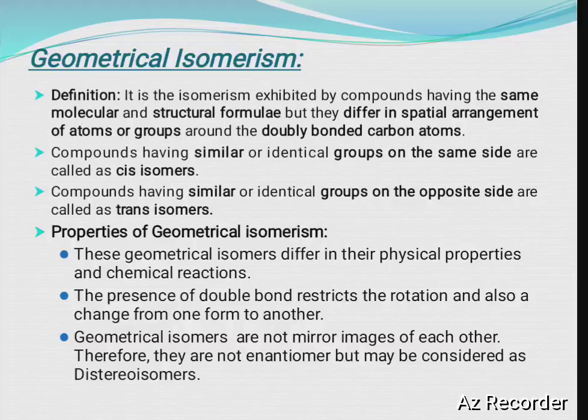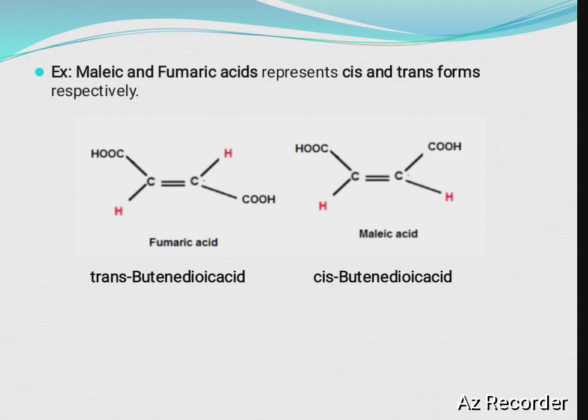The geometrical isomers are not mirror images of each other. Therefore, they are not enantiomers, but they may be considered as diastereomers. Diastereomers are non-mirror images of each other. Okay. Next, coming to the examples.